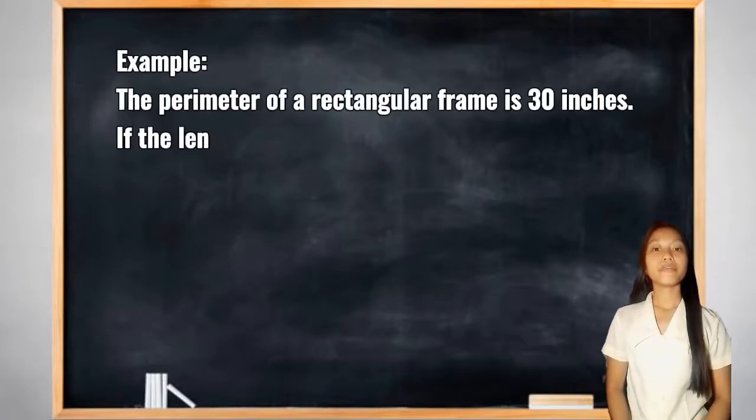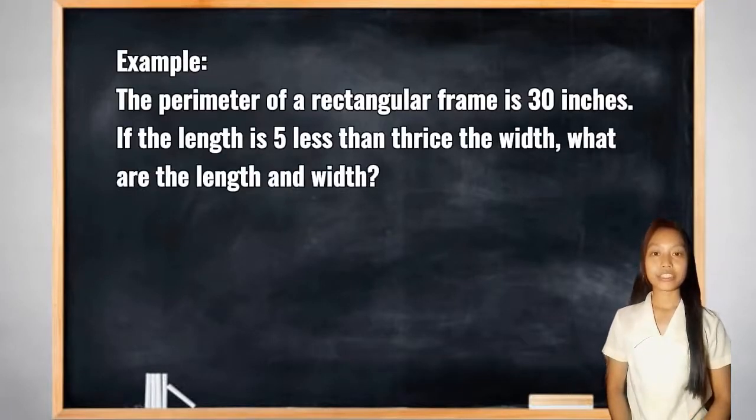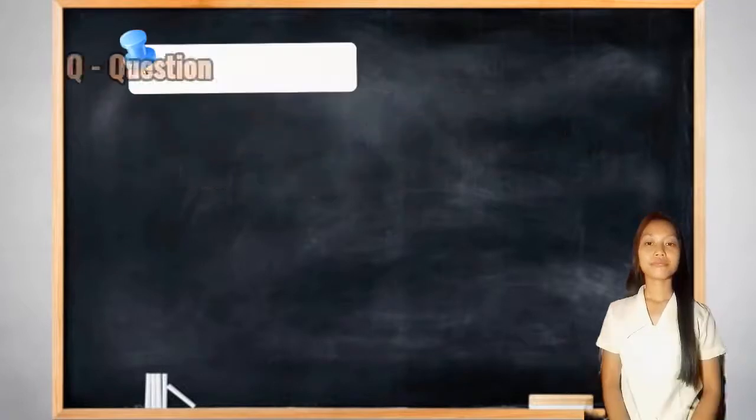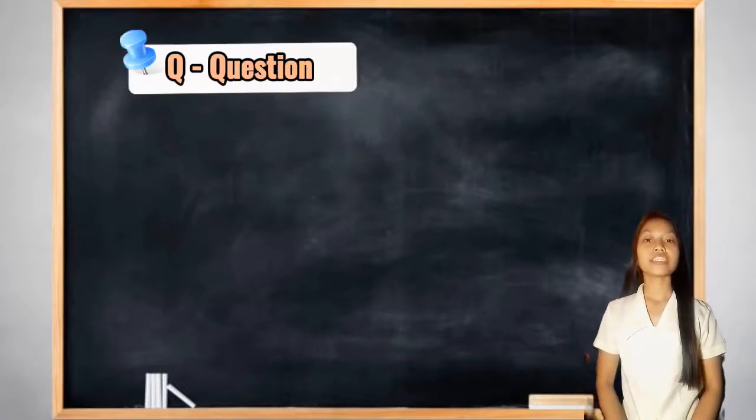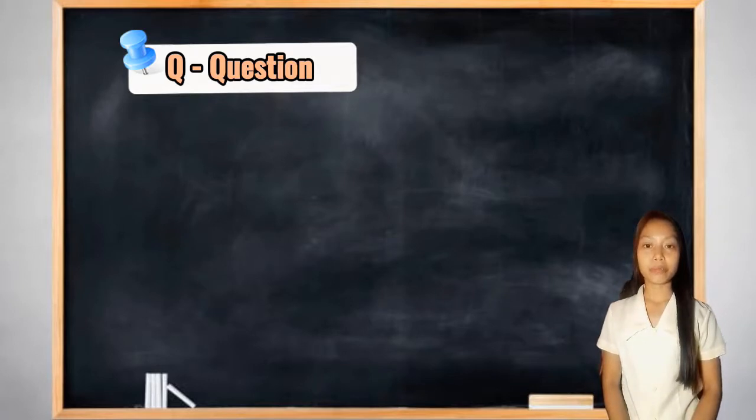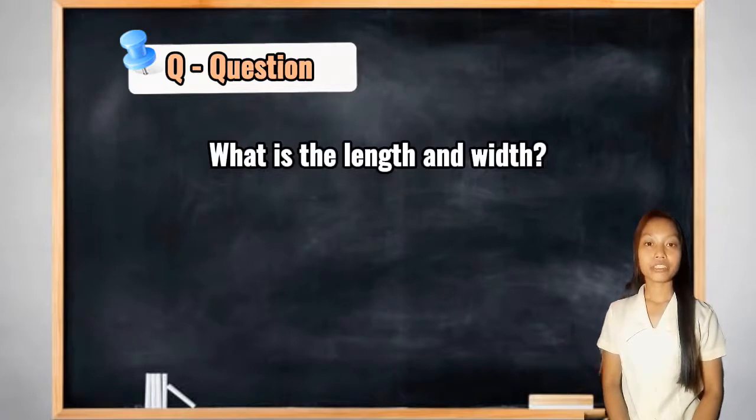The perimeter of a rectangular frame is 30 inches. If the length is 5 less than thrice the width, what are the length and width? The first is Q, which stands for the question. You need to identify the question in the problem. In our example, the question that you have to answer is, what are the length and width?